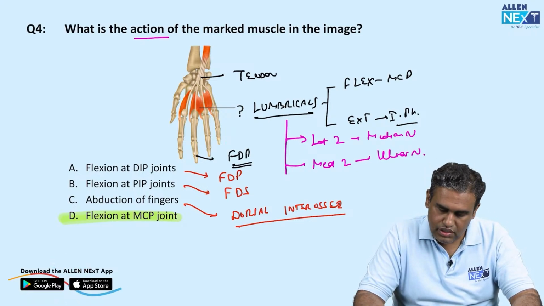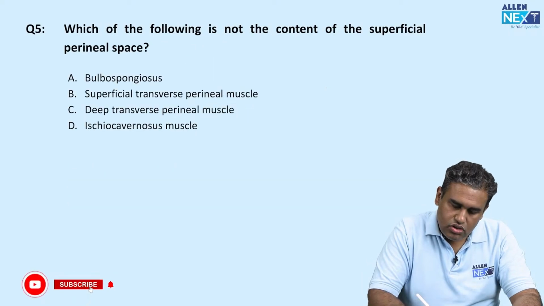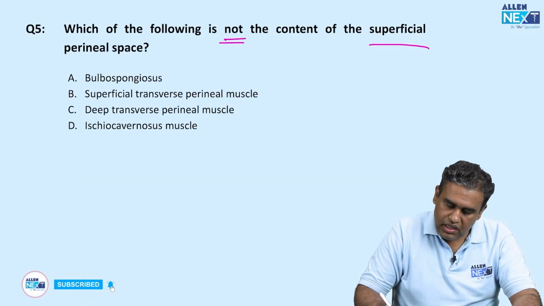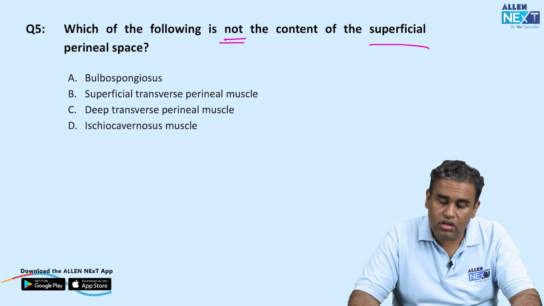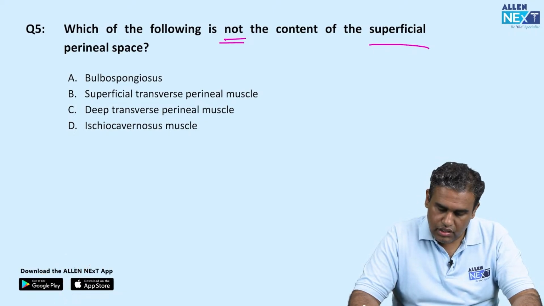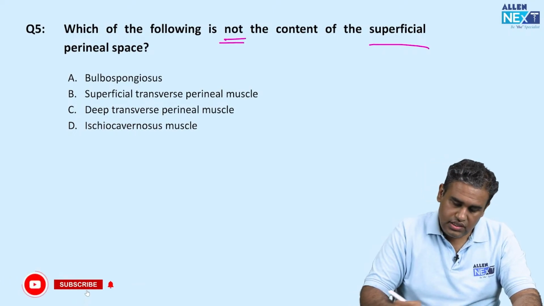Let's see the next question: which is not a content of the superficial perineal space? Here they are talking of the perineum. So let's see the perineum over here. Understand how to approach this, suppose this is a urinary bladder, right?